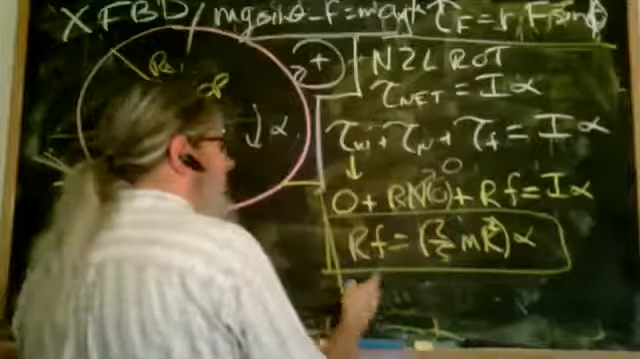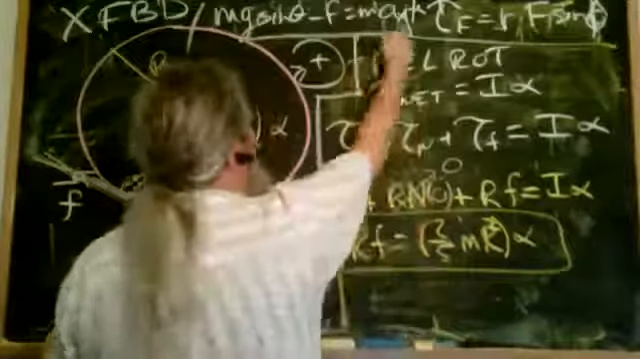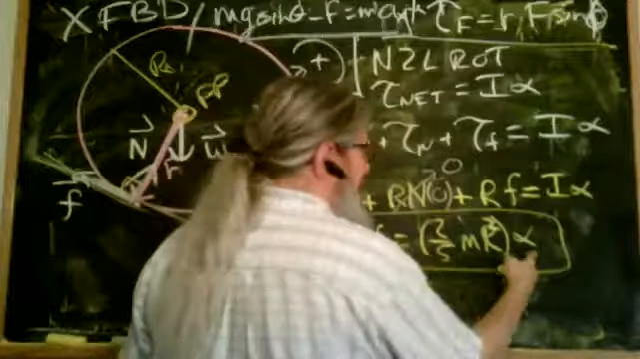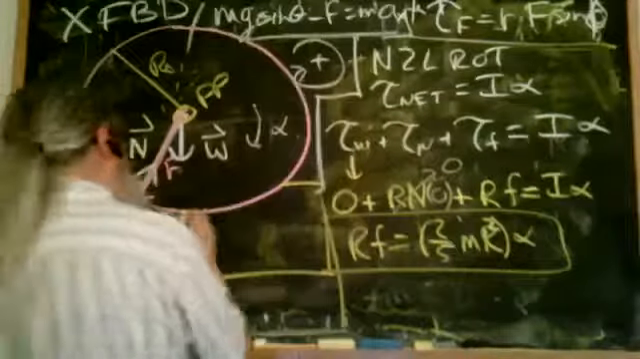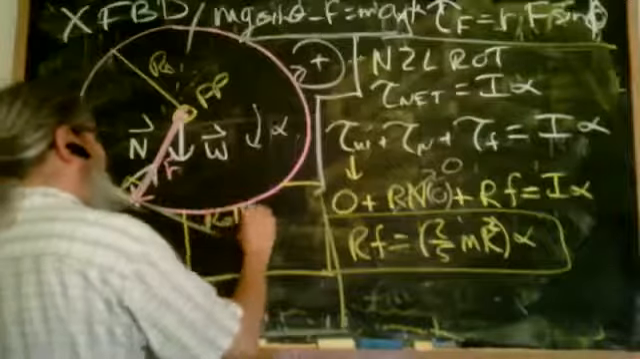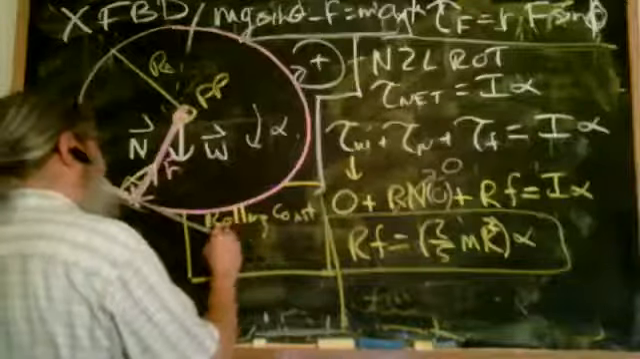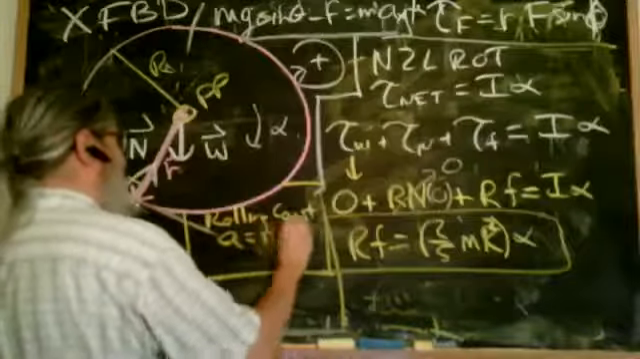So I've got this other equation, which has two unknowns, F and alpha. That's F, but now I've got alpha. What am I going to do with the alpha? Same thing I always do with the alpha: the rolling constraint. You're getting the hang of this now, right? The rolling constraint says that a is equal to R times alpha.